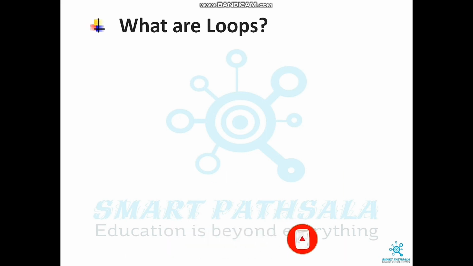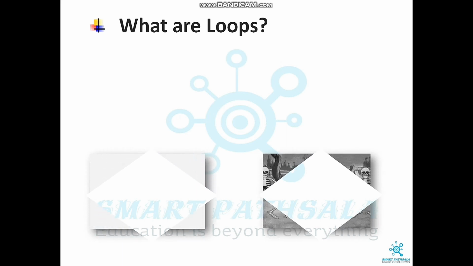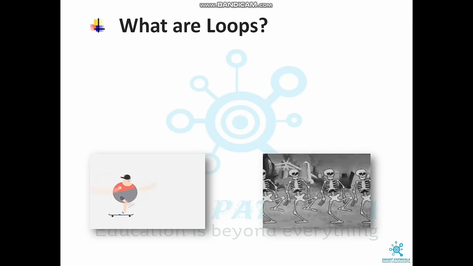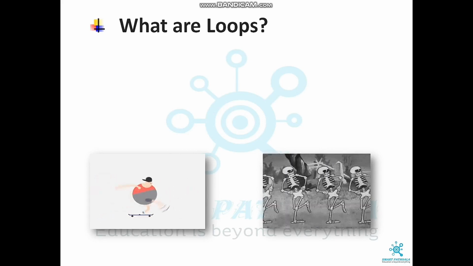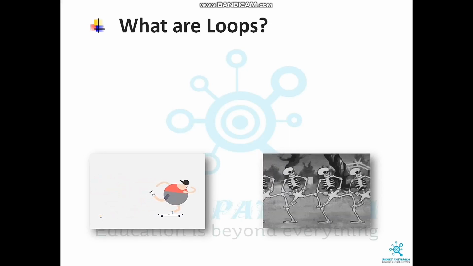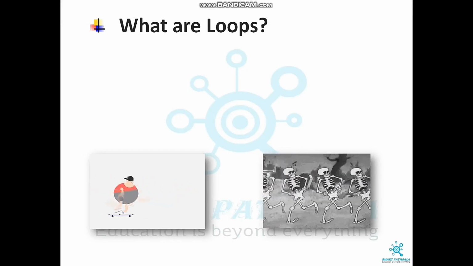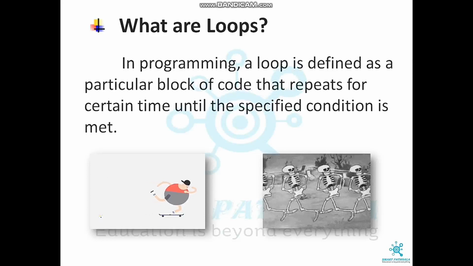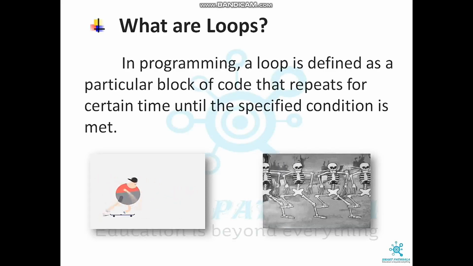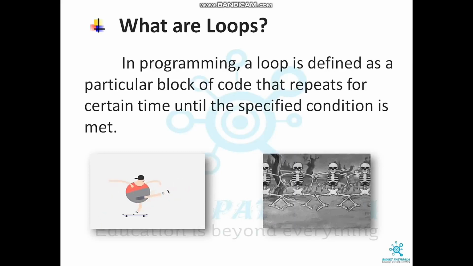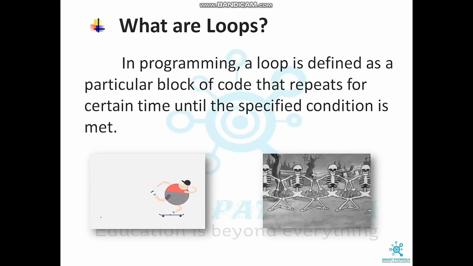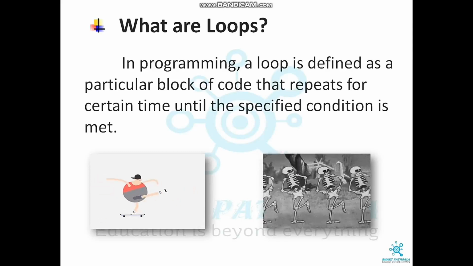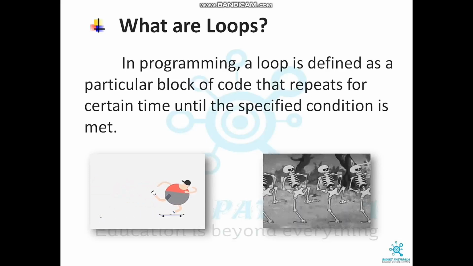Now let us first see what a loop is. Basically, in general, a loop means to repeat something for a certain interval of time. Here on screen you can see two clips: a man is skating and a few skeletons are dancing. If you look properly, you can see that the same thing is happening again and again. That means the two clips are on loop. Now in a programming language, a loop is defined as a particular block of code that repeats for a certain time until the specified condition is met. So basically, a loop means to execute a particular code for a specific condition.